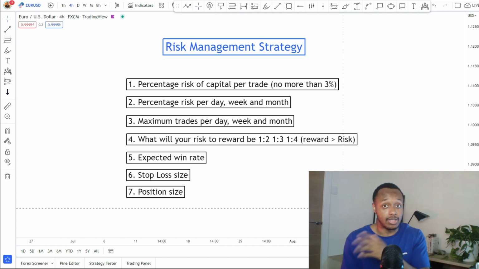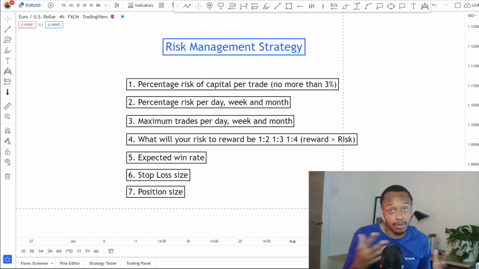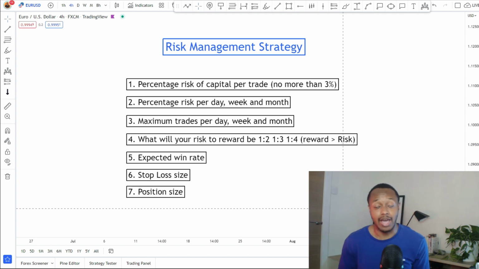5 a week, Monday, Tuesday, Wednesday, Thursday, Friday, and 20 per month. 5 trading days in a week times 4, 20. So 1 max trade a day, 5 per week, 20 per month is a good frame to have.